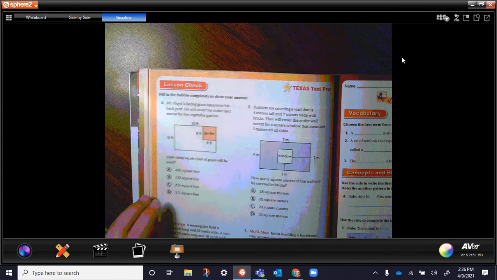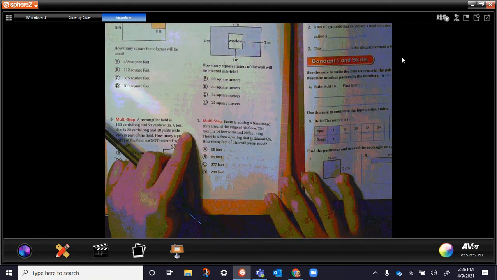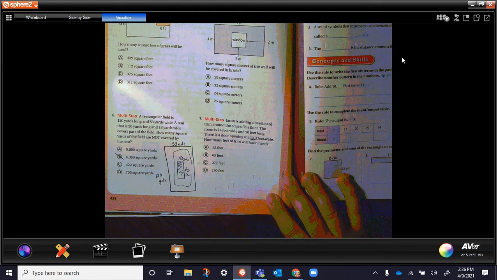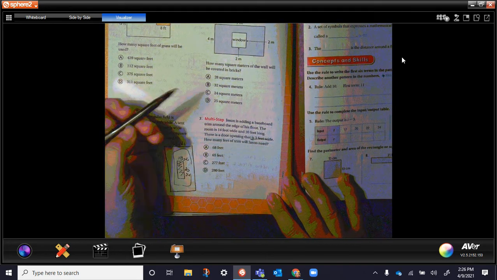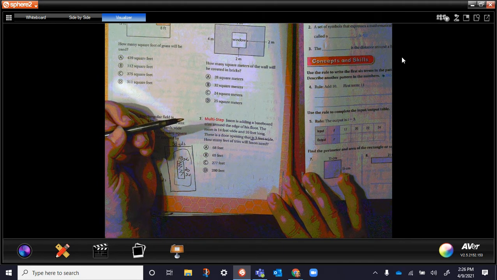Now, there was one other one in here that everybody got a little bit stuck on, number 7. You have to look for those clues. It's not always going to say, go find the area or find the perimeter. You're going to have to know which one to use.